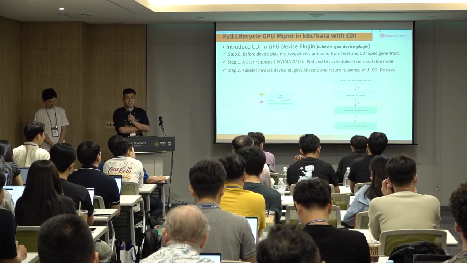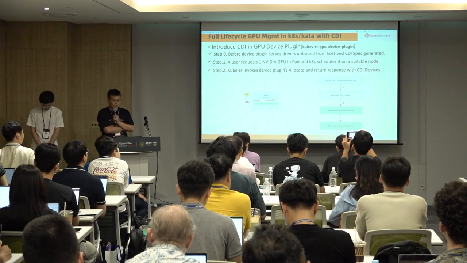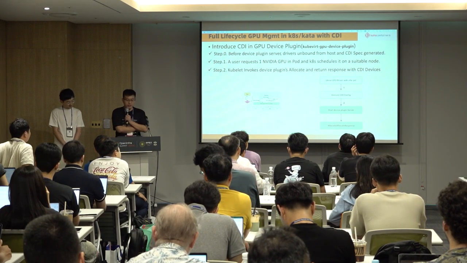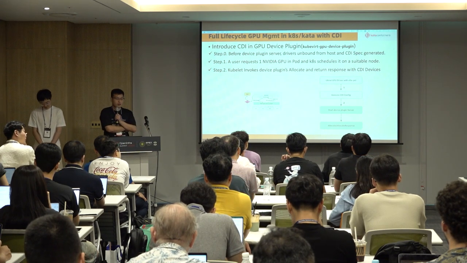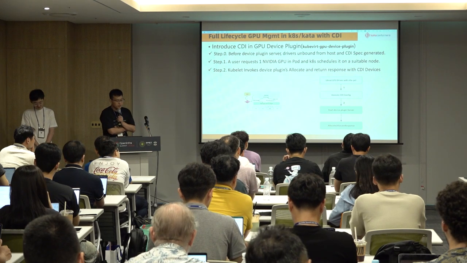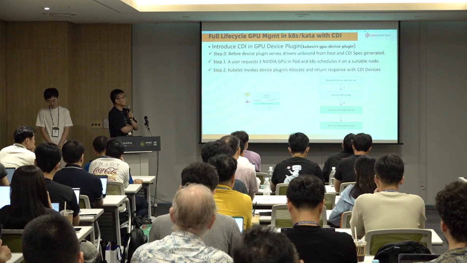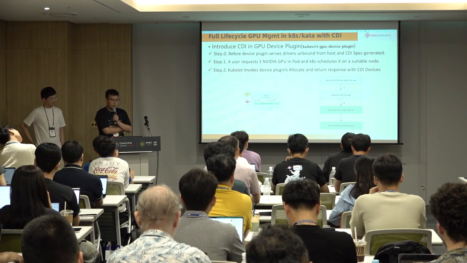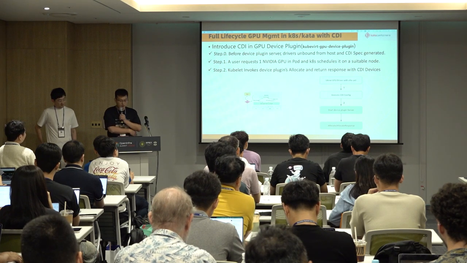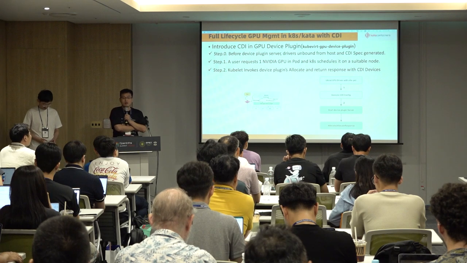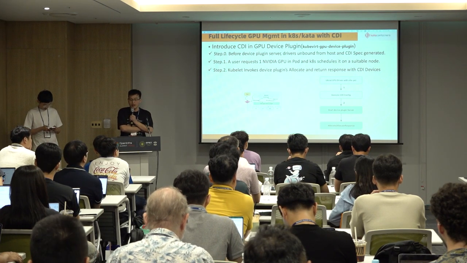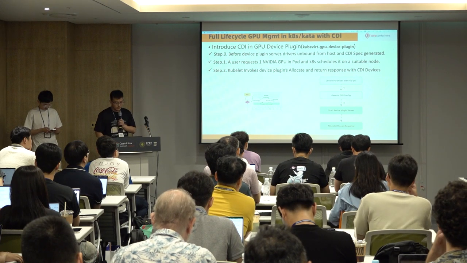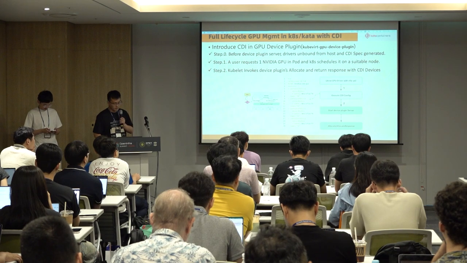To better understand the two-tier CDI system, we need to introduce the CDI in the device plugin, Kata runtime and Kata agent. First, the CDI in the GPU device plugin. The GPU device plugin is based on the Kubernetes GPU device plugin. And when we introduce CDI in such a device plugin, before the device plugin server runs, GPU drivers are unbound from the host and the CDI specs are generated for VFIO devices. Like this.